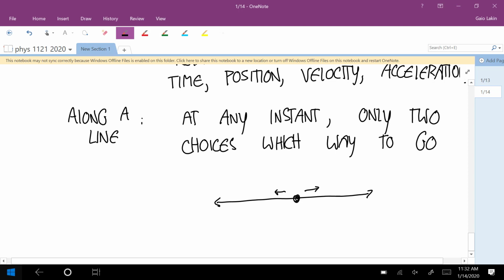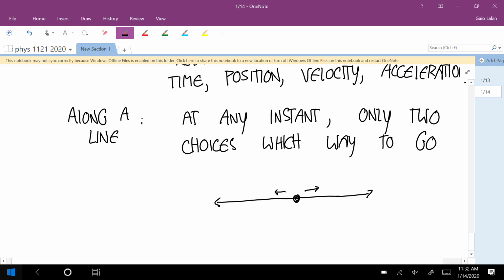We're going to see that that's really easy to deal with mathematically, because if there's only 2 choices of where to go, you can call one of those positive and one of them negative, and then the sign of the numbers that you're dealing with represents which direction it's going.